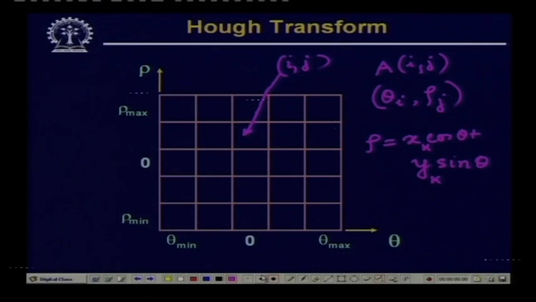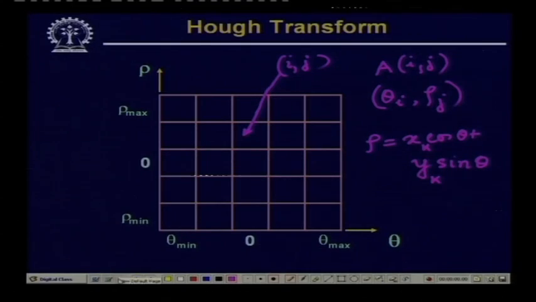And because the solution of rho that you get may not be one of the allowed values, we have to round off the value of rho to one of the nearest allowed values in our rho axis.